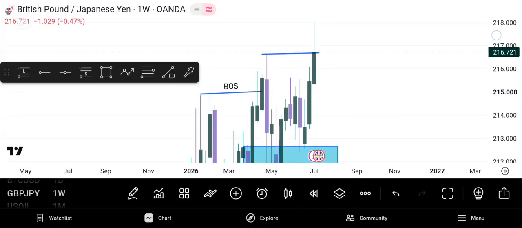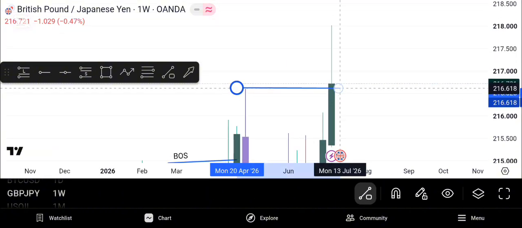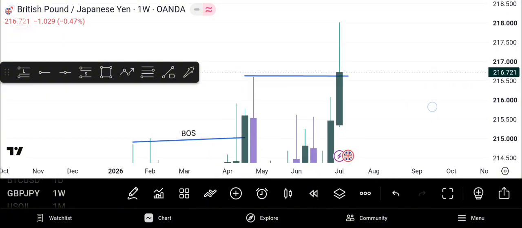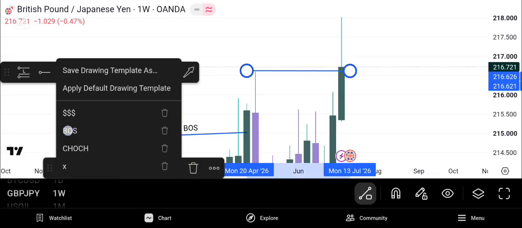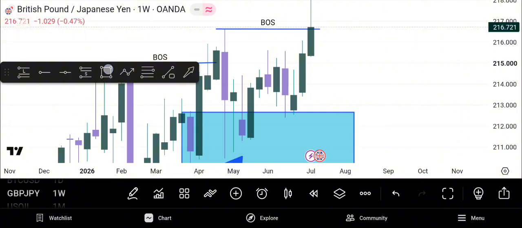Is it? Let's see. I want to make sure my line is straight. Good. Yes, price. So this is another break of structure, weekly break of structure. So we should be expecting to buy this market from here.